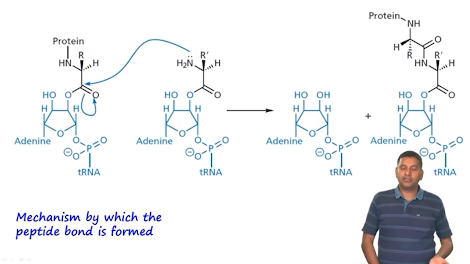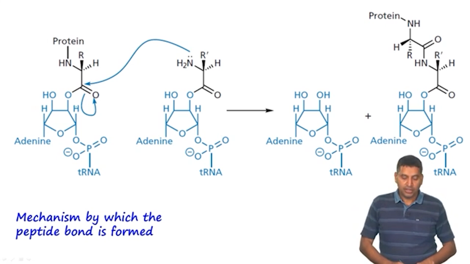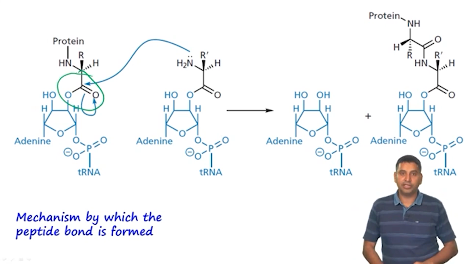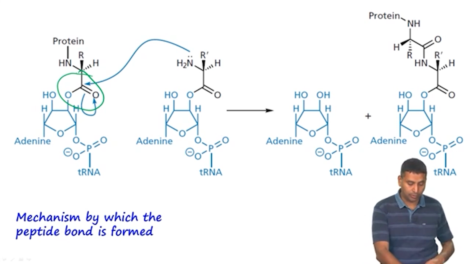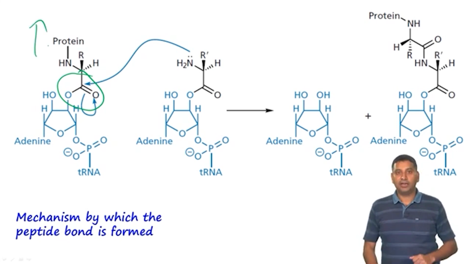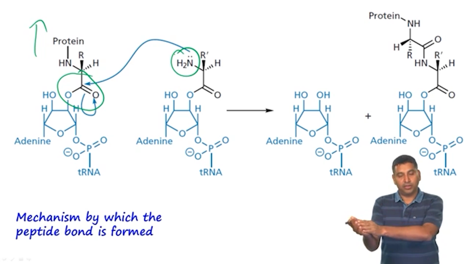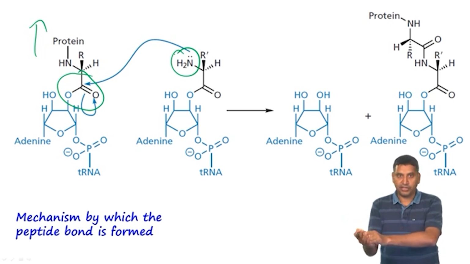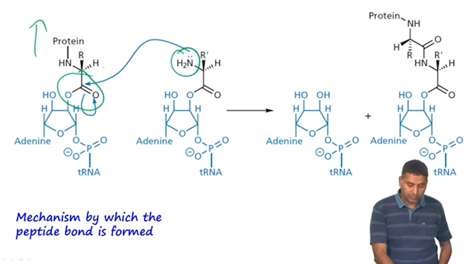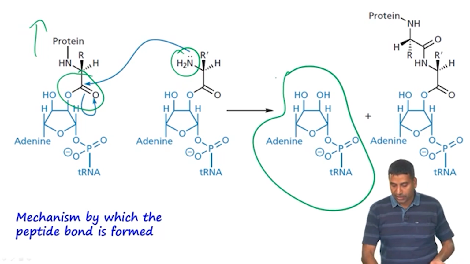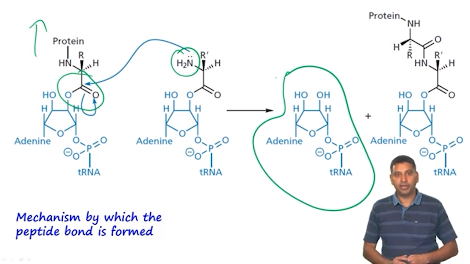So, the chemical mechanism by which this process occurs is that you have an acyl bond that is produced here with the amino acid, and here is the protein chain that is growing, and here is the amine of the amino acid in the A site, and now this attacks and kicks out the free alcohol, which is here, and it produces the new peptide chain.